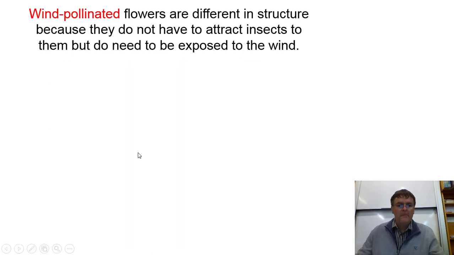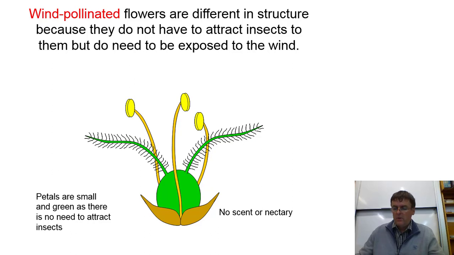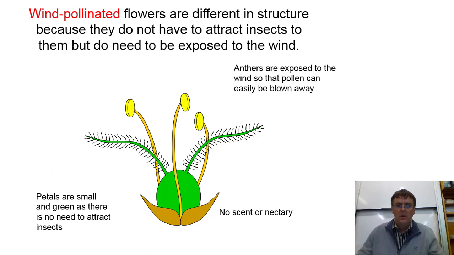Wind ones are a bit different. They don't worry about petals or scent or nectaries. Don't need those. They're more concerned with getting the wind to carry the pollen. So the anthers are hanging out into the wind. They've got the really long filaments and a big knobby loose top that flaps about in the breeze so the wind can shake it and the pollen gets blown away.